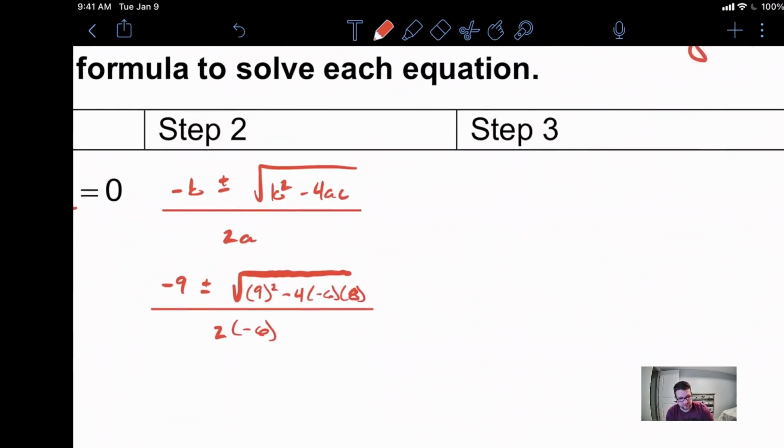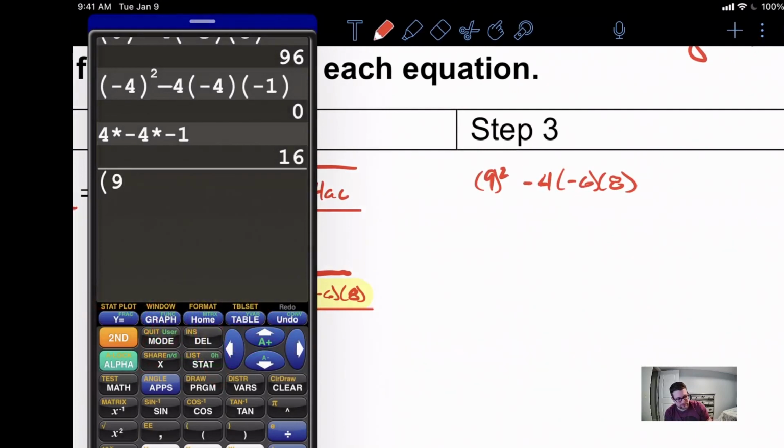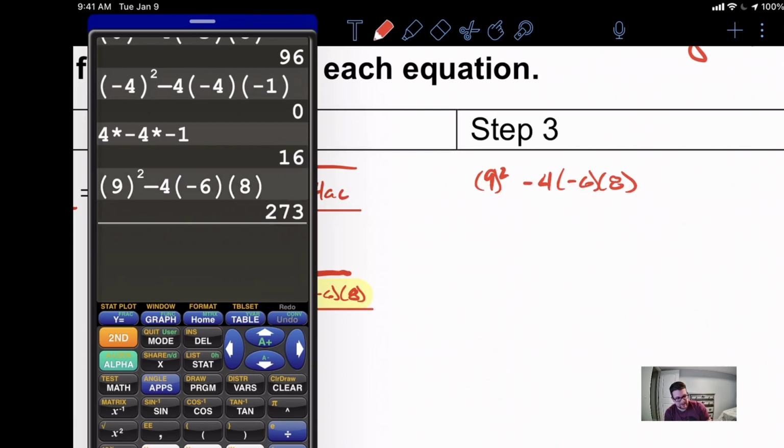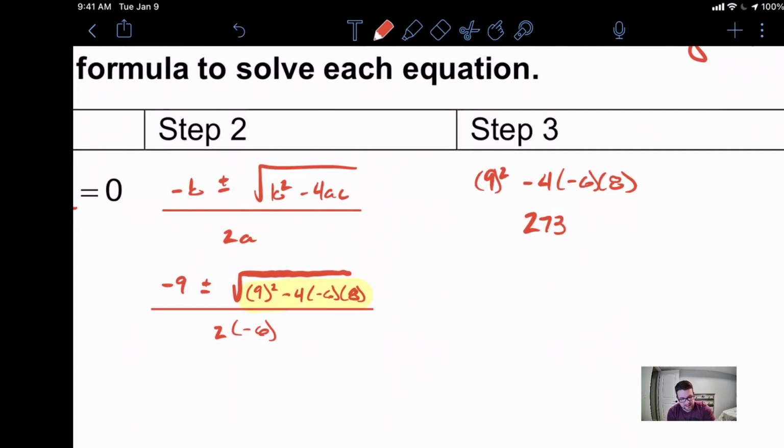Now, before we get too far, in step 3, I like to tackle just the discriminant. So, step 3, let's just evaluate whatever is inside there. So, if I had 9 squared minus 4 times negative 6 times 8, right? That's my discriminant that we learned about yesterday. Then we did this on our calculator. So parentheses 9 to the second power minus 4 times negative 6 times 8. And we find out that this is 273. Now, officially, this is the number that is under the square root over here.